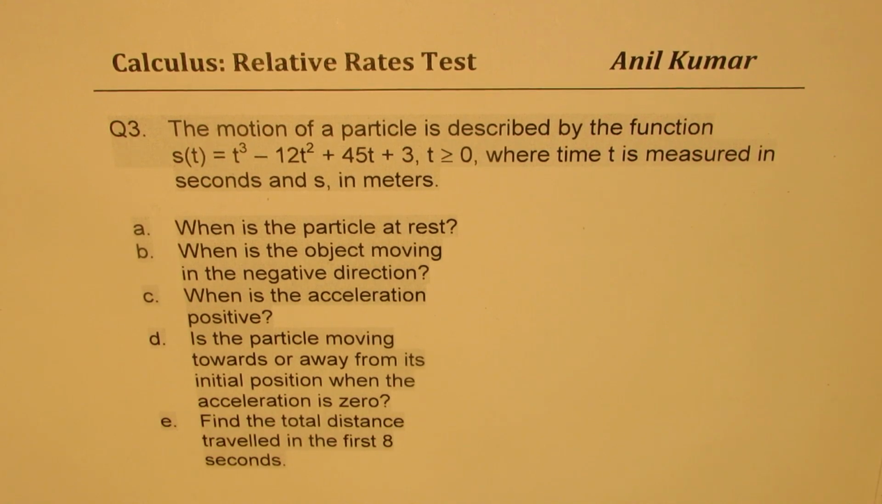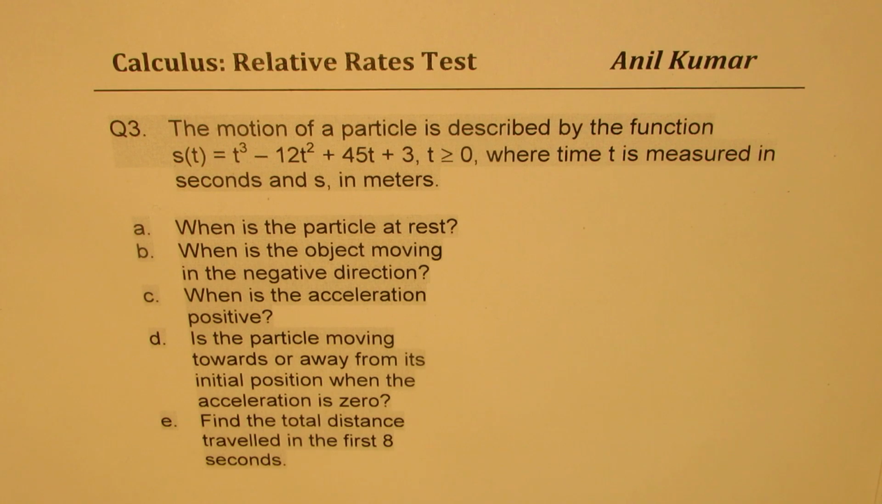It is based on calculus relative rates of change. Question number 3. The motion of a particle is described by the function s of t equals t cubed minus 12t squared plus 45t plus 3, where t is greater than or equal to 0, where time t is measured in seconds and s in meters.